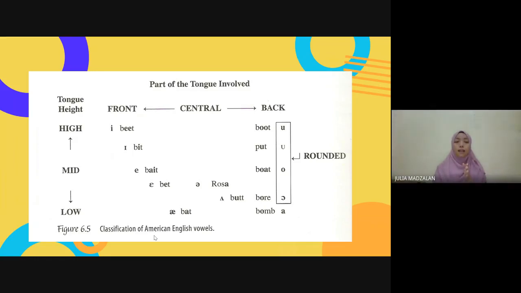Looking at the tongue height, we have low tongue position in which we have A and O sound. Kita ada mid tongue position, kita ada A, O. And then kita ada high tongue position, E and U.